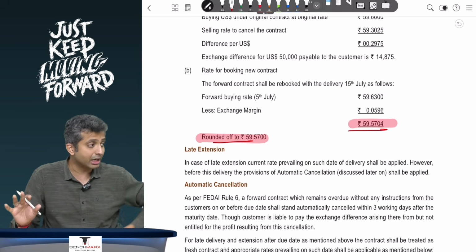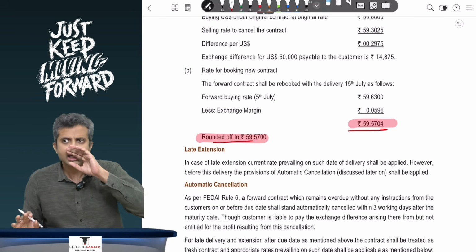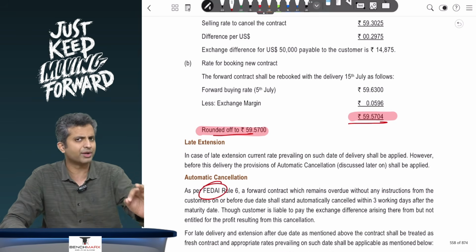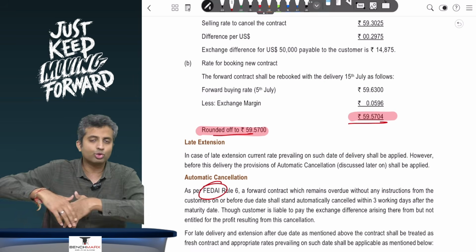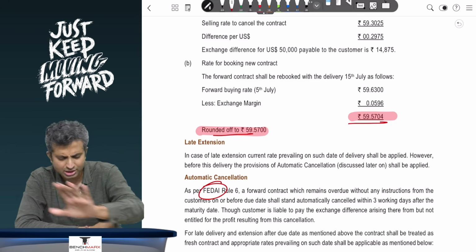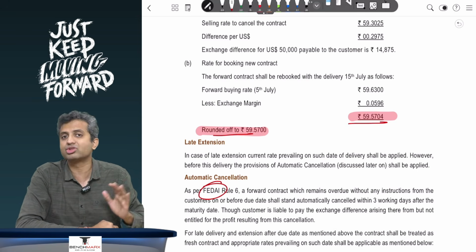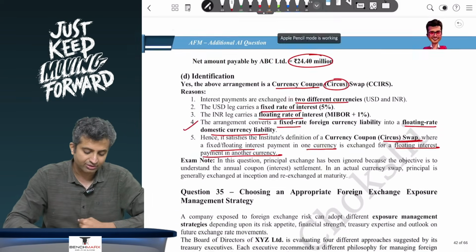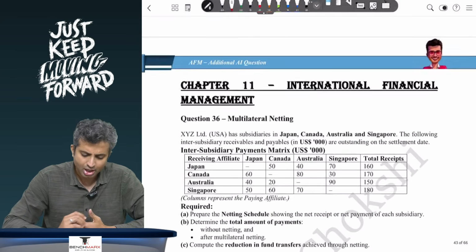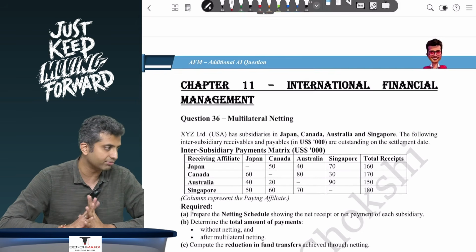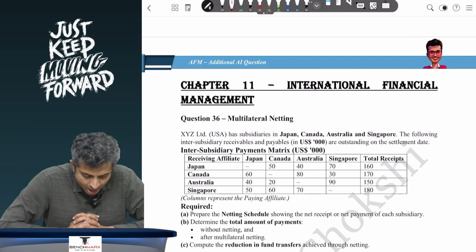That is your rounding guidance, only specific to rate of forwards. Remember, these FEDAI, Foreign Exchange Dealers Association of India rules, apply largely for rate of forwards. Otherwise, there is no compulsion that every rate between an importer and exporter has to be rounded off to the nearest 0.0025. No, there is no such compulsion or guidance. But for rate of forwards, you can practice such questions and see that your rounding guidance is applied from an exam perspective.